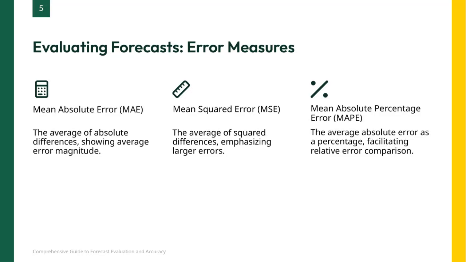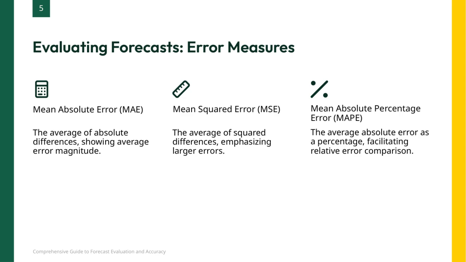Now, let's talk about how we evaluate forecasts using different error measures. First, we have the mean absolute error, or MAE. This metric calculates the average of the absolute differences between the predicted and actual values, giving us a clear idea of the average size of the errors without considering their direction. Next is the mean squared error, or MSE. Unlike MAE, MSE squares the differences before averaging, which means it puts more weight on larger errors. This makes it especially useful when big mistakes are particularly costly or important to identify.